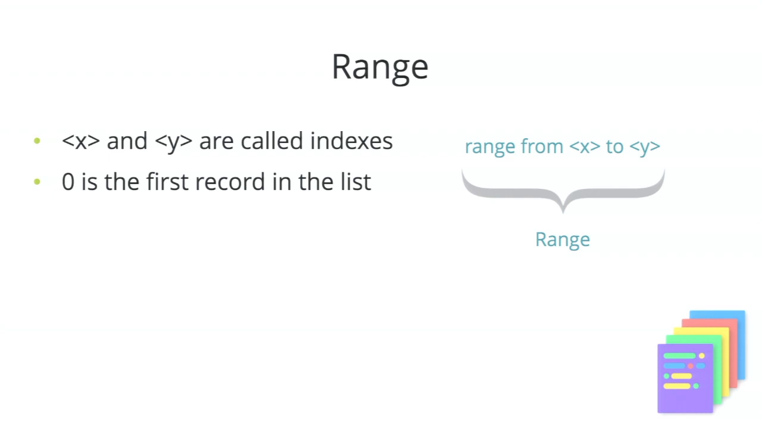X and Y, you can just put in numbers there. You could also put in variables if you are so inclined. But what's a little weird about this is that if you want to get a range of just the first record in your entire list of records, you have to do a range of 0 for X. So 0 is the first record. You would assume it would be 1, but it's actually 0.